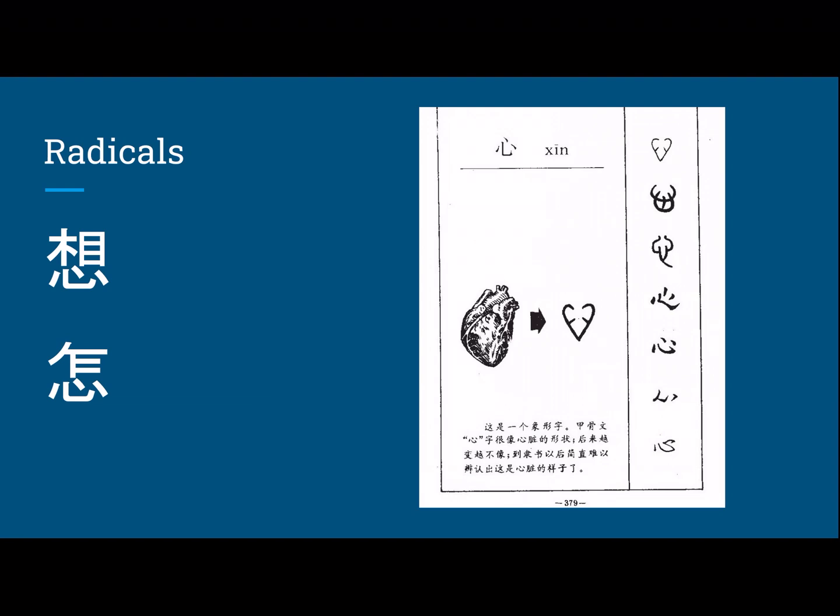And then the two characters that are new for our unit that have it this time are xiang and zhen. So both of these have the heart radical. I don't know why zhen has the heart radical, but xiang does because it has to do with thinking and desires, which, you know, that could be like related to your heart, right?